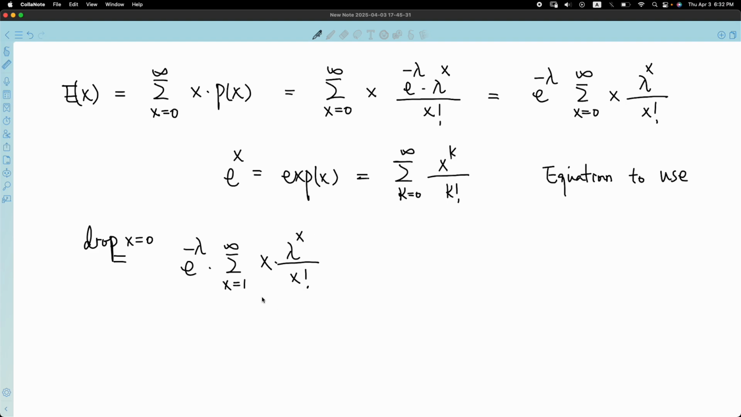So now let's think about how we can manipulate this term to make it look like something that can be replaced. That will be our strategy here.